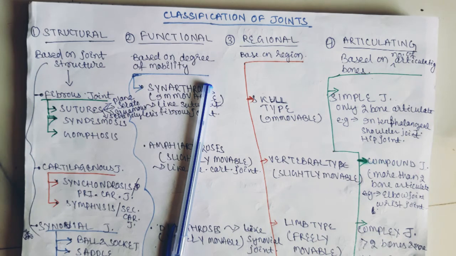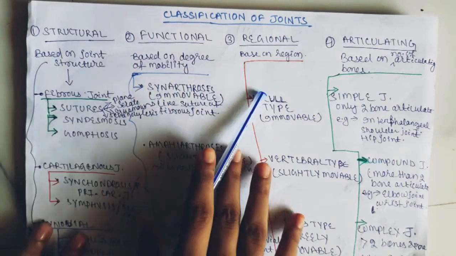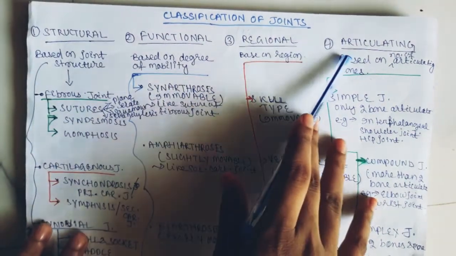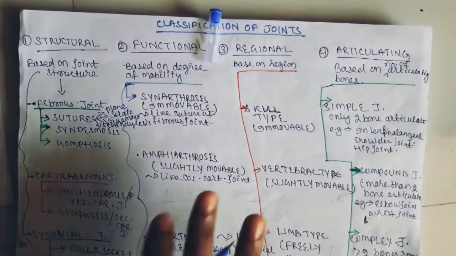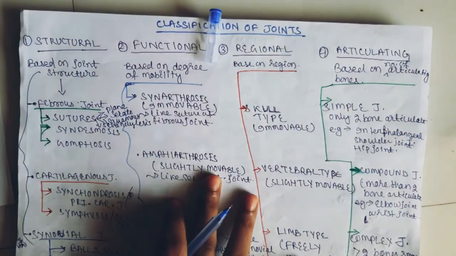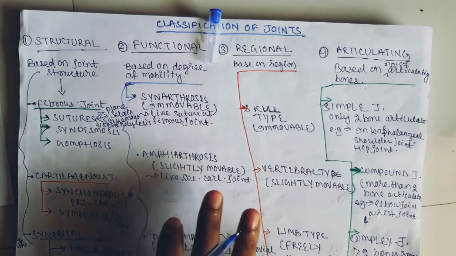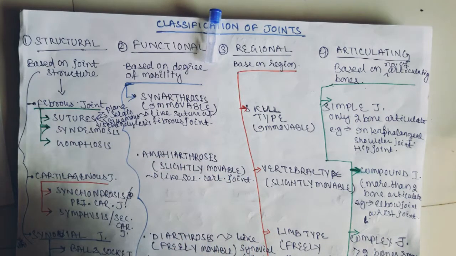So first of all, classification of joints. There are four different ways to classify the joints. First one is structural, second one is functional, third one is regional, and fourth one is articulating. All the types of joints are the same, but they are classified in different ways.